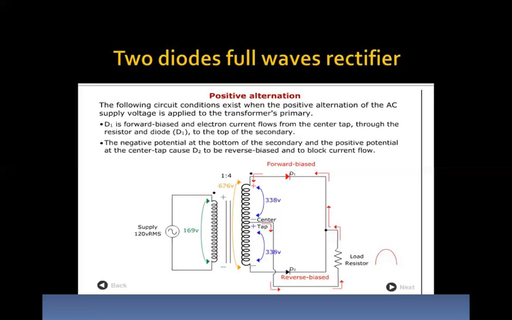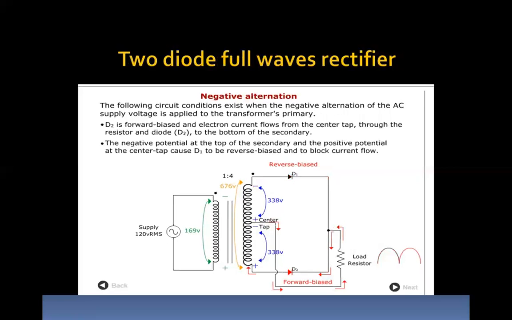Now for the first negative half cycle, what will happen? This is a negative alternation. The following circuit conditions exist when the negative alternation of the AC supply voltage is applied to the transformer's primary. Here you can see that the top of the secondary is negative and the bottom of the secondary is positive. The negative top is connected to the P type of D1.